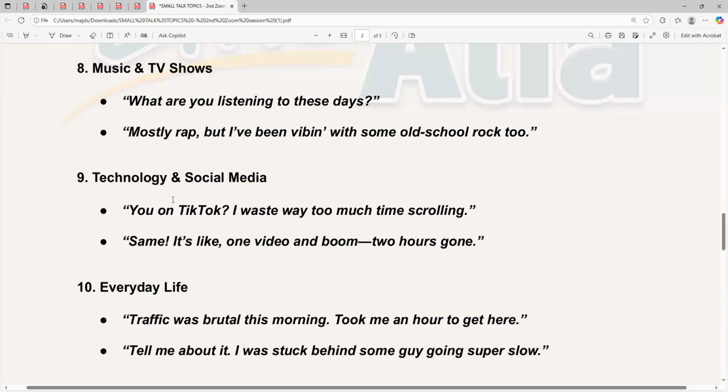Technology and social media. You on TikTok? I know the proper way to ask the question is, are you on TikTok? But when you want to sound more native-like, you're just talking away from grammar, you can simply ask, you on TikTok? And this is informal, of course, all right? I waste way too much time scrolling. Same, it's like one video and boom, 2 hours gone.